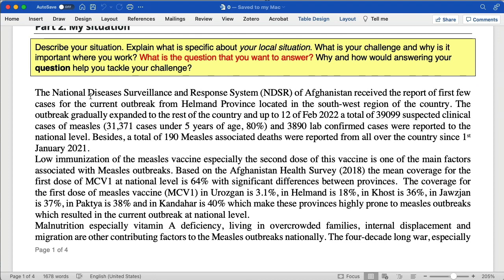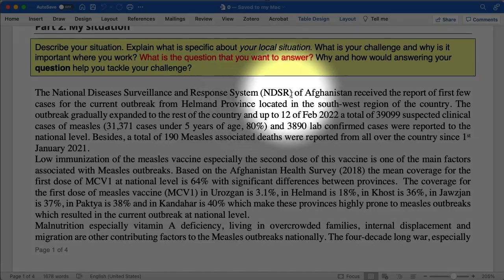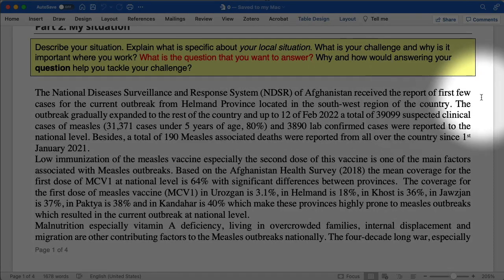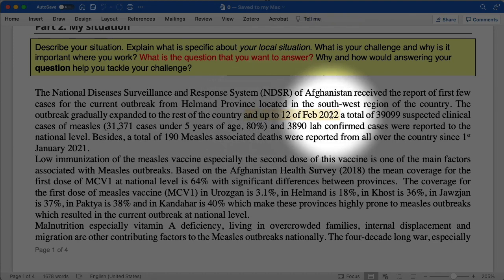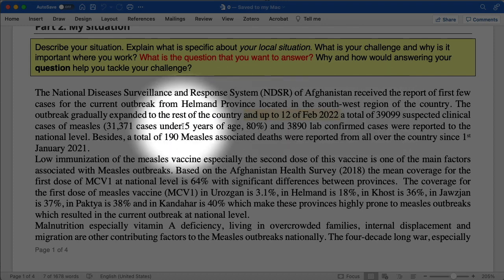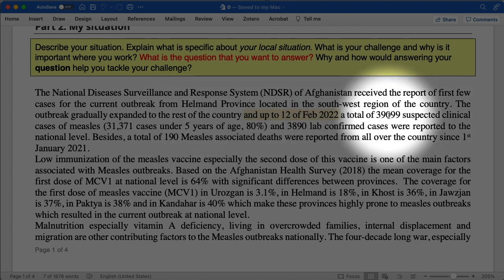So I can read through this, the National Disease Surveillance and Response System. Okay, first few cases. It doesn't say when, okay, but it does say up to 12th of February. So again, sort of the who, what, when, why, where, and how is what we're looking for about the situation. So a total of 39,000 cases of measles.